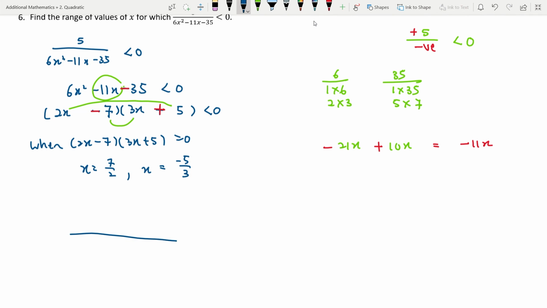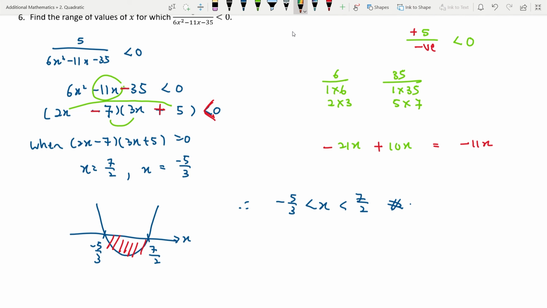We sketch the graph. We have a positive x squared, so it's a smiling curve. The curve cuts the x-axis at negative 5 over 3 and also 7 over 2. We are looking for the area where the inequality is less than 0, which means the area below the x-axis. Therefore, the range of values of x that satisfy the inequality is x is between negative 5 over 3 and 7 over 2.